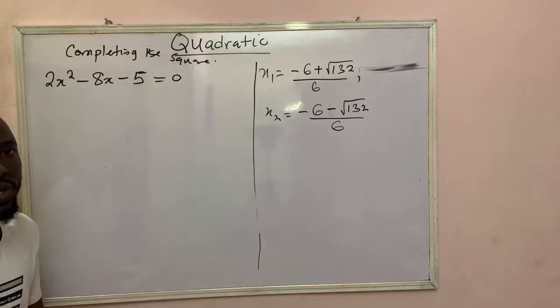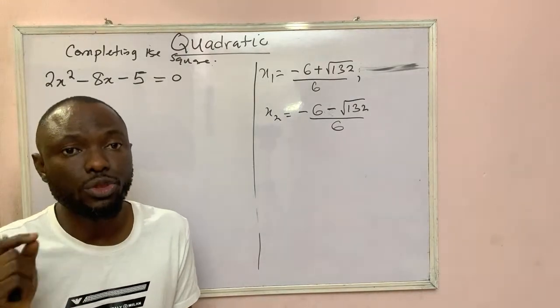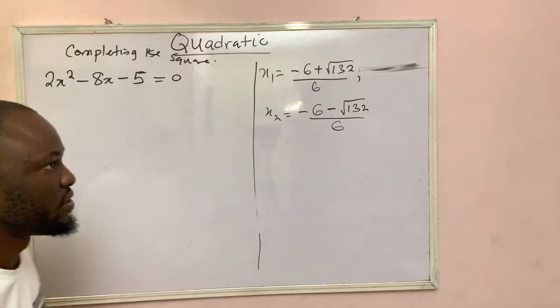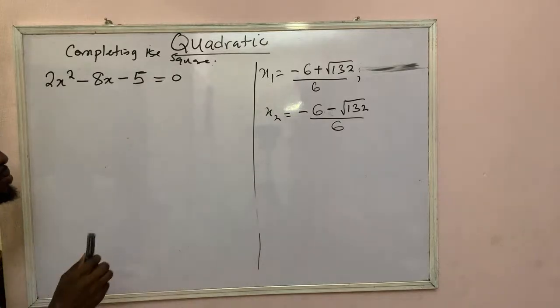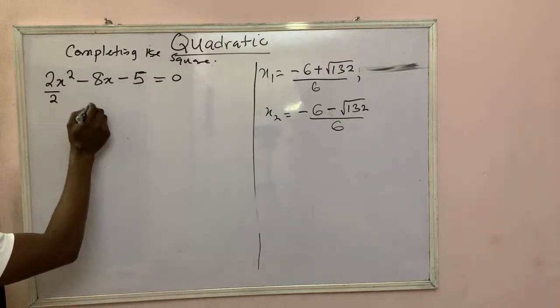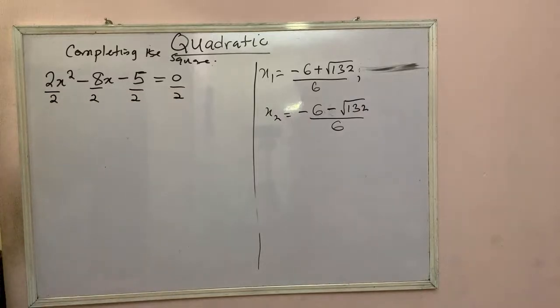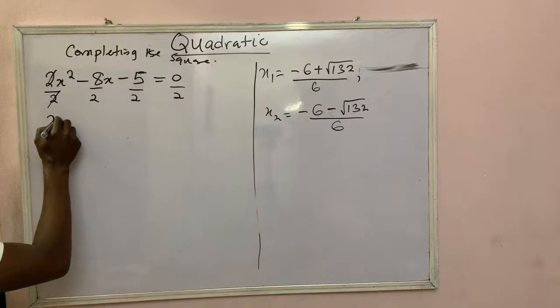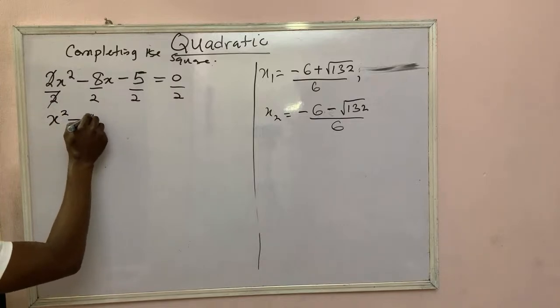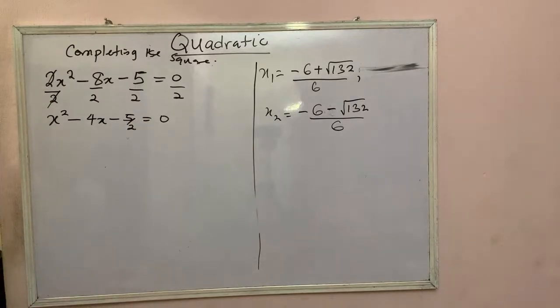Now, completing the square, the first thing you need to do is divide the equation through by the leading coefficient. All right, the leading coefficient is 2, so we divide the equation through by the leading coefficient. That's the first step. So let's do that. We divide by 2, divided by 2, divided by 2. So 2 will cancel out 2. We have x squared minus 4x minus 5 half equals 0.